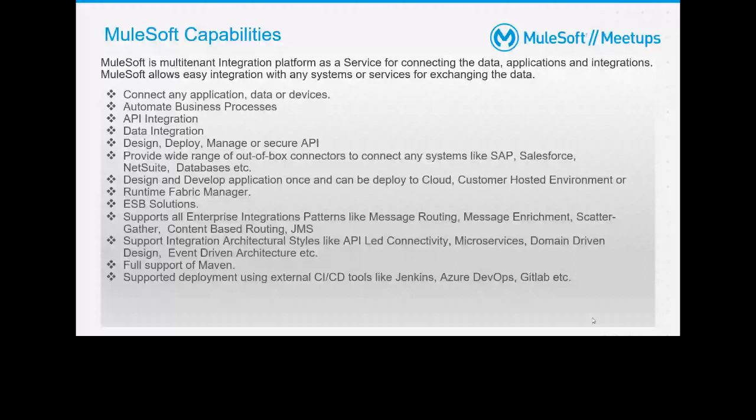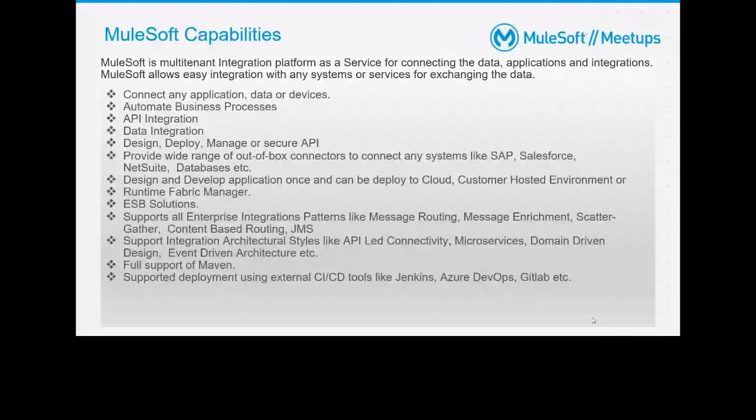But what are the different advantages we are getting? You can connect any application, data, or devices. It provides more than 200-300 connectors, so you can make use of that. It can automate your business processes. Basically, if you want to sync account data between Salesforce and NetSuite, you can simply define a business process, and that will automatically sync the data between the two systems.